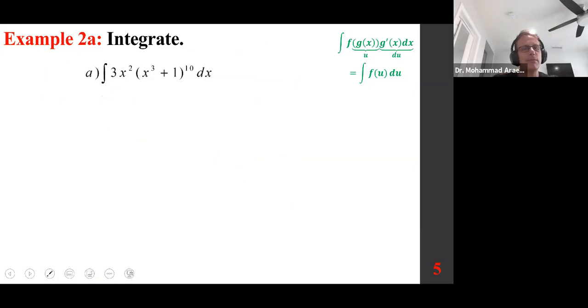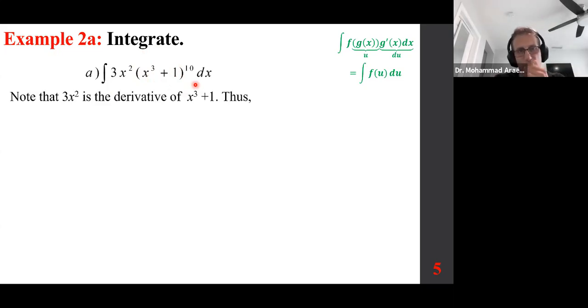Here's a similar example. Remember, normally the more complicated polynomial function is the choice of u. I hope you realize the parentheses is the more complicated one. So you're looking for that. So if we choose this one to be u, its derivative is 3x squared. So du is 3x squared times dx, and we have it there. Note that 3x squared is the derivative of that.